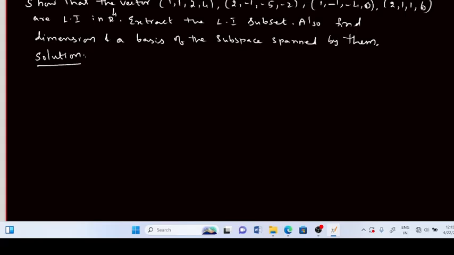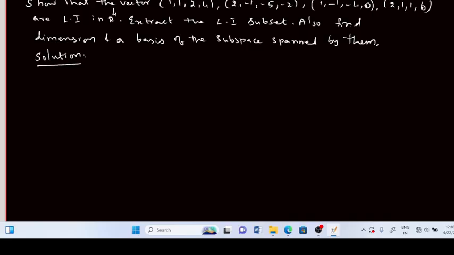Show that the vectors (1, 1, 2, 4), (2, -1, -5, -2), (1, -1, -4, 0), (2, 1, 1, 6) are linearly independent in R^4. So R^4 is the set of elements in the vector space with 4 components. After finding whether it is linearly independent, we must select the linearly independent subset. Also we must find the dimension and the basis of the subspace which is spanned.